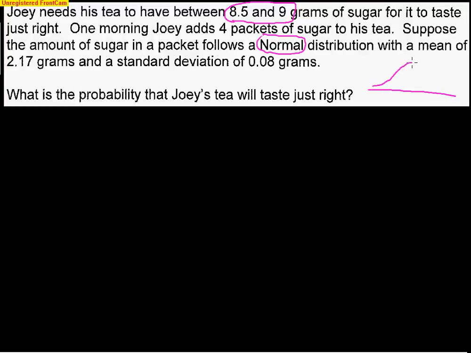By now, hopefully everybody knows what a normal model looks like, right? We know it's this beautiful bell shape. We're right smack dab in the middle. We have the mean, and then we go up 1, up 2, up 3, down 1, down 2, down 3, standard deviations, and so forth. But here we're not talking about 1 packet of sugar. Joey's putting 4 packets in.